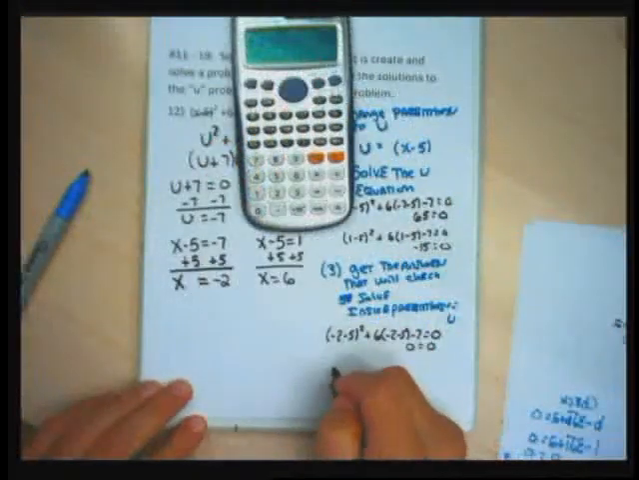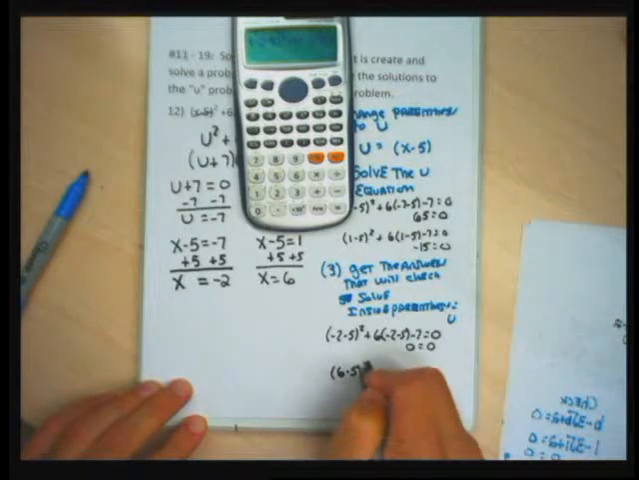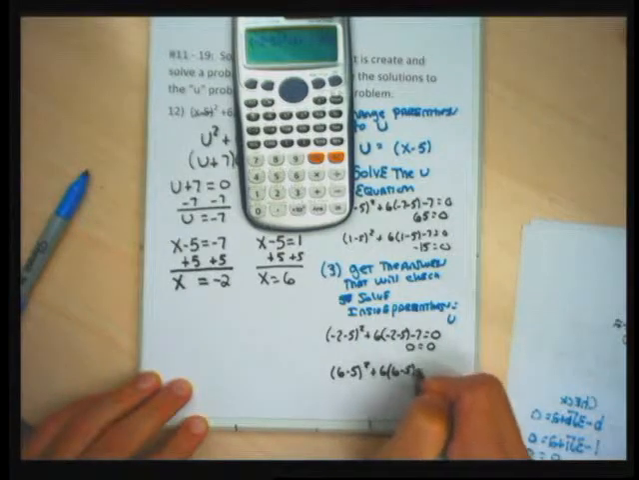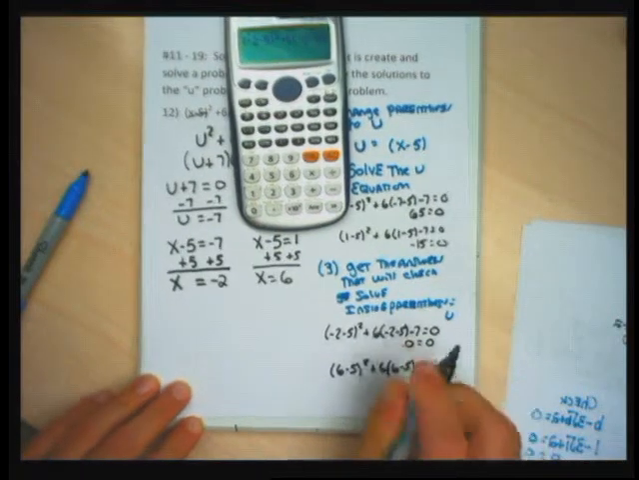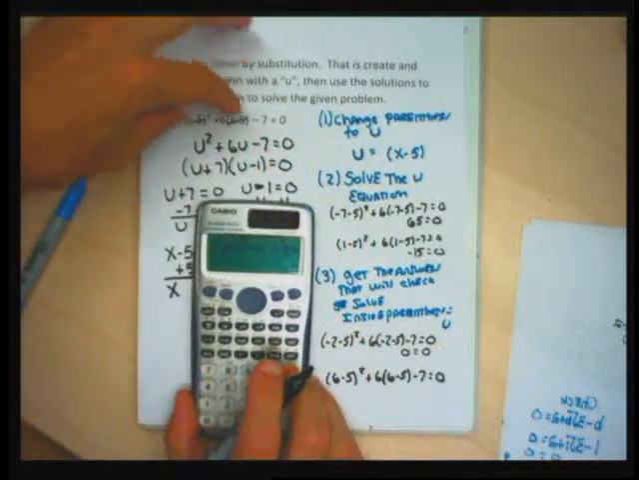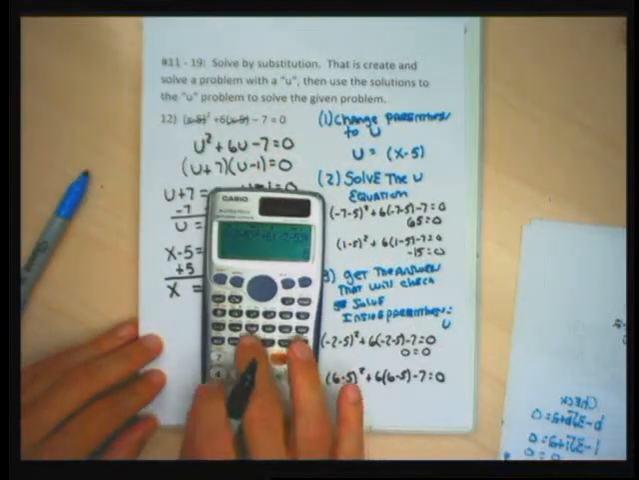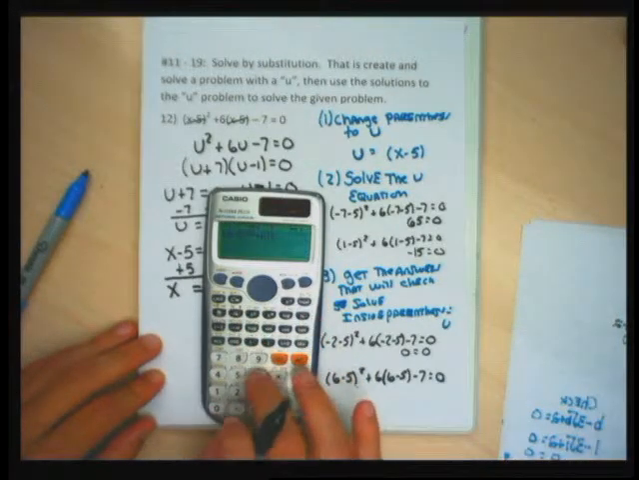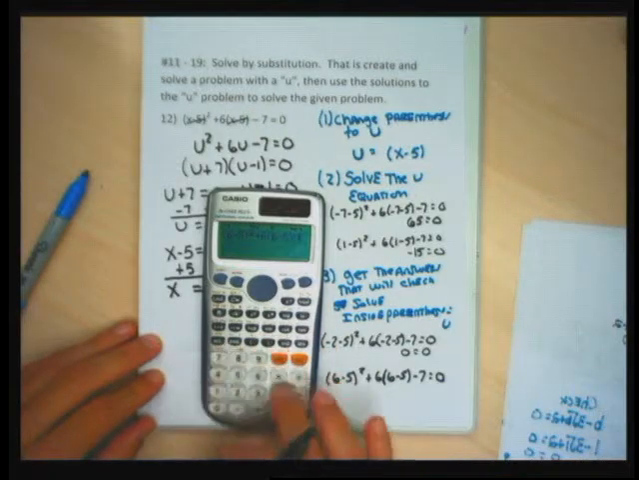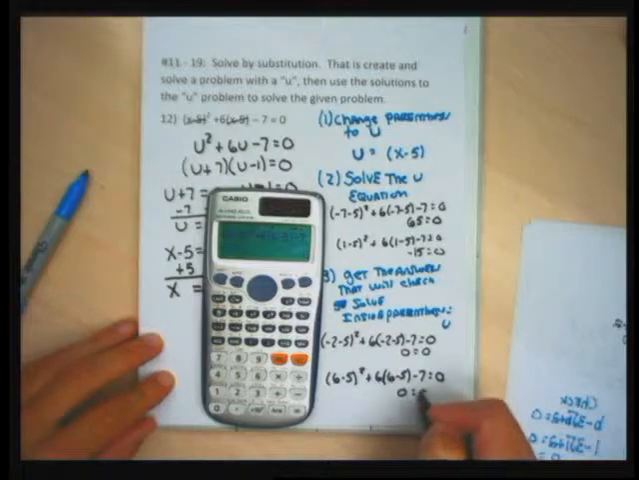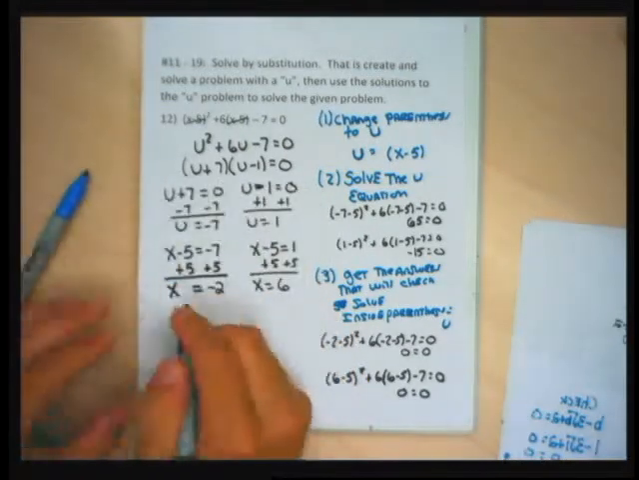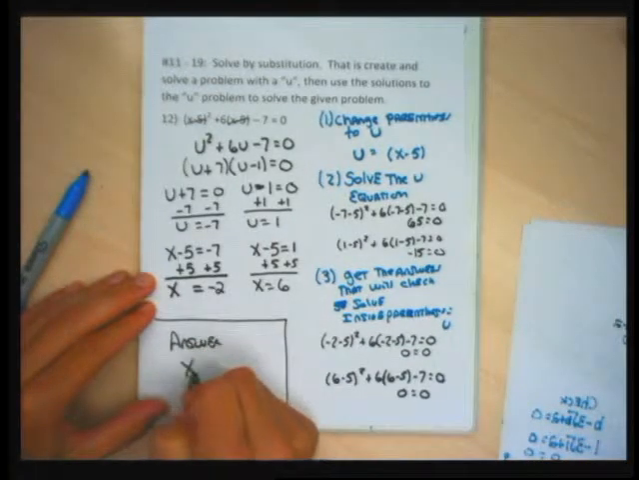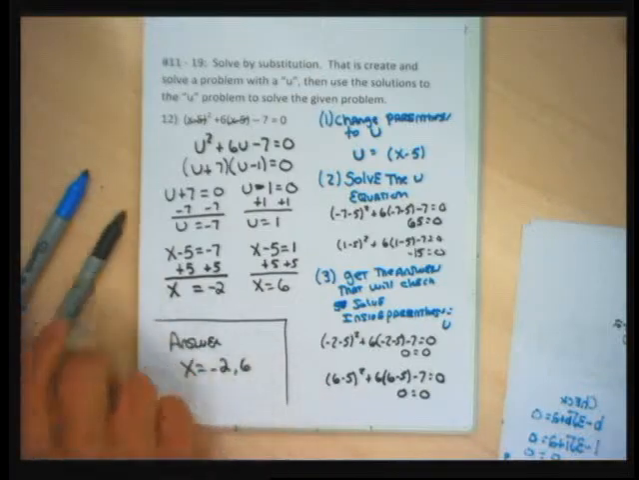And now let me check the 6. I'm going to go 6 minus 5 squared plus 6 times 6 minus 5 minus 7, and see if that equals 0. So I'm just taking the numbers, plugging them into the original problem, and now I'm busting out my calculator. So 6 minus 5 squared plus 6 times 6 minus 5 minus 7, and I get 0 equal to 0 again. So the x answers work, and I'm ready to write my answer. x equal negative 2 and 6, and I've checked them to make sure they work.